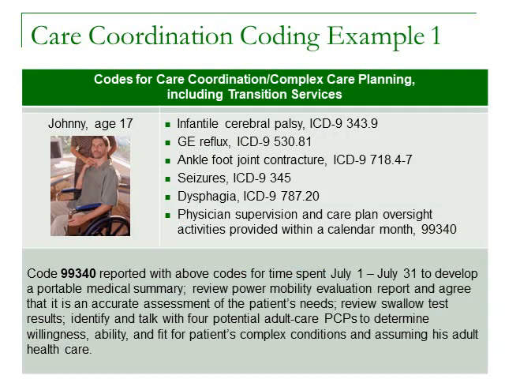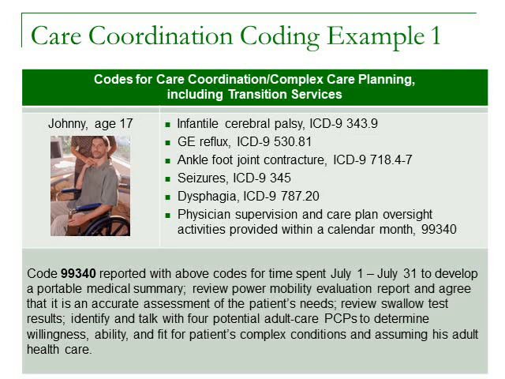Here is the first of 2 care coordination coding examples for patients with special healthcare needs. Recall that it is important to substantiate the need for care coordination and complex care planning by including all pertinent ICD-9 codes in the documentation, not just the ICD-9 codes related to the reason for the visit that day. In this example, the primary care provider created a portable medical summary, provided other physician supervision, and completed care plan oversight activities for 17-year-old Johnny, who has cerebral palsy.